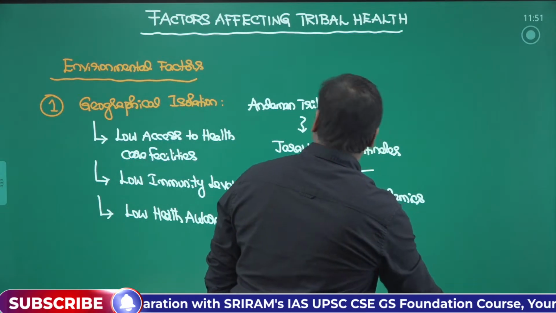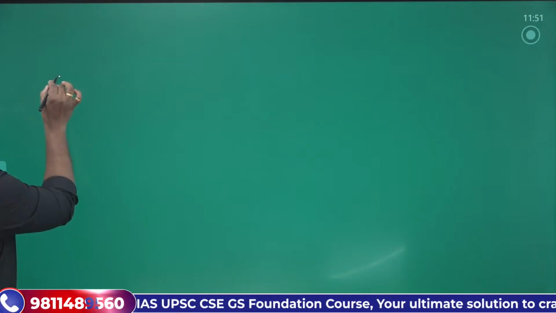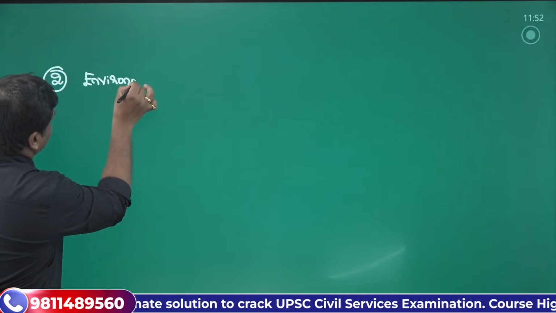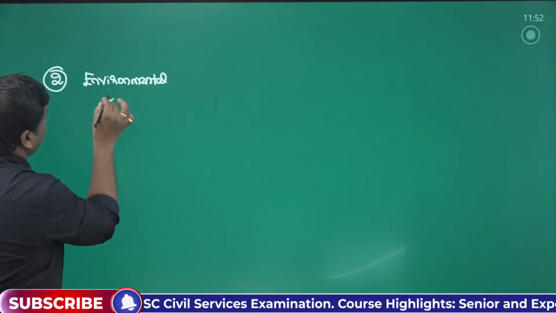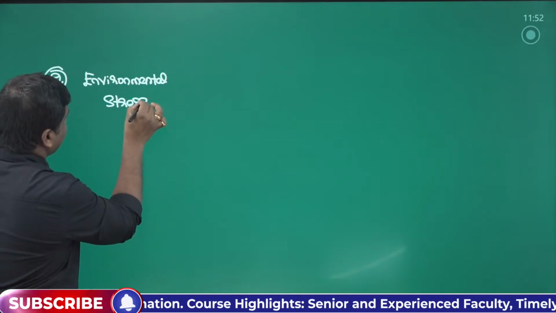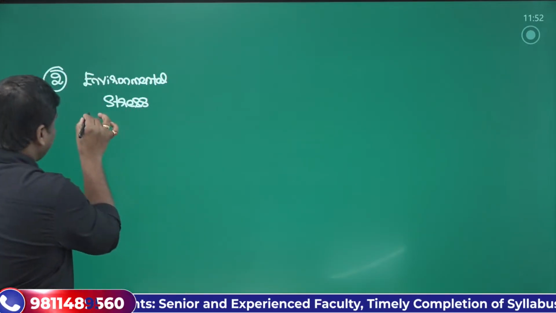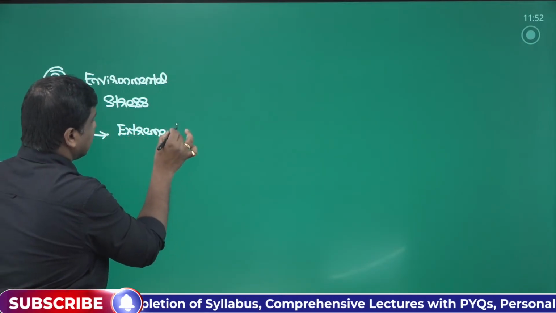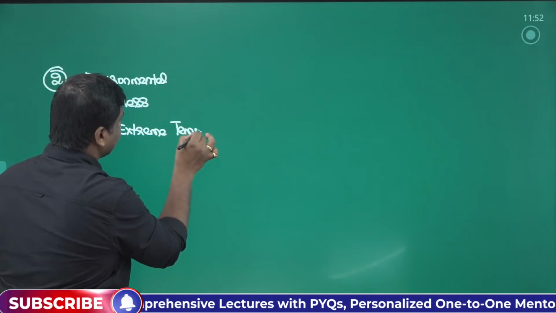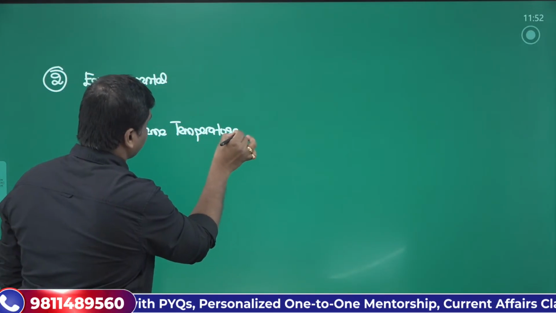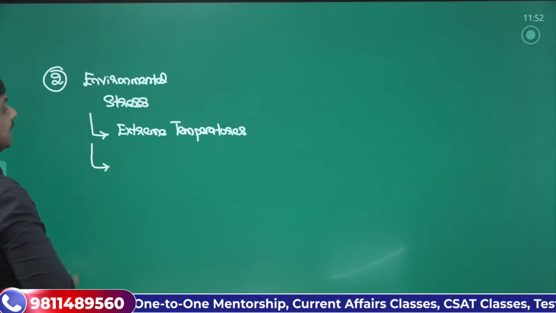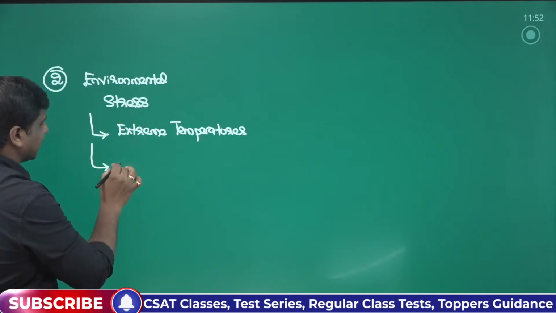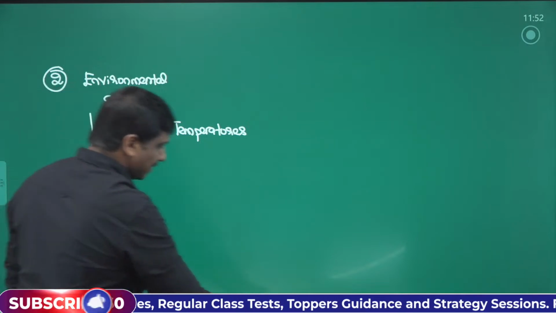Furthermore, next, environmental factors. They are generally subjected to environmental stresses. What kind of environmental stress may they be subjected to? They may be subjected to, let's say, extreme temperatures, could be one thing. Or there could be other aspects like desertic conditions. So this is a basic one.